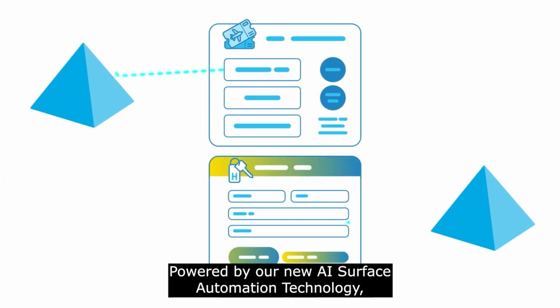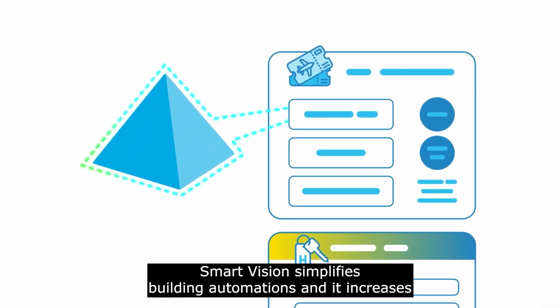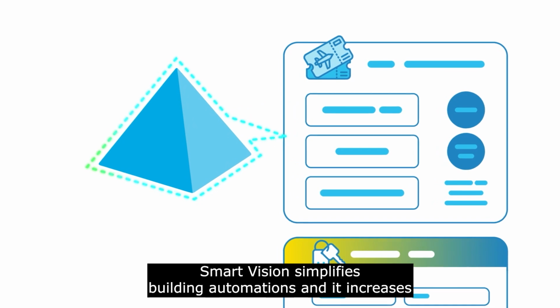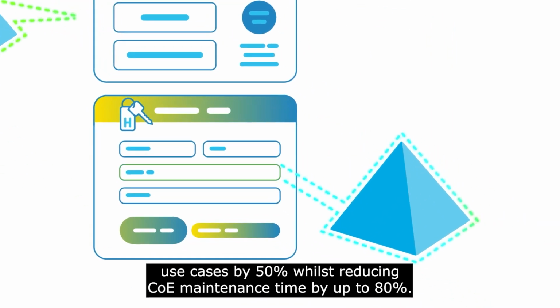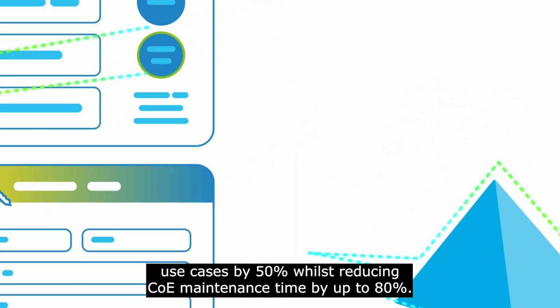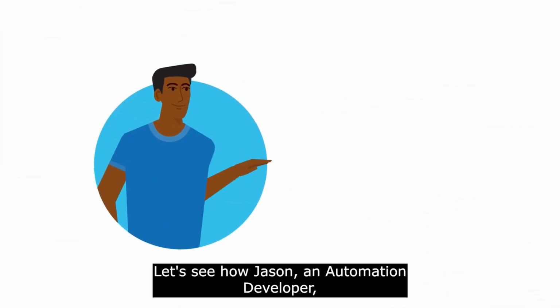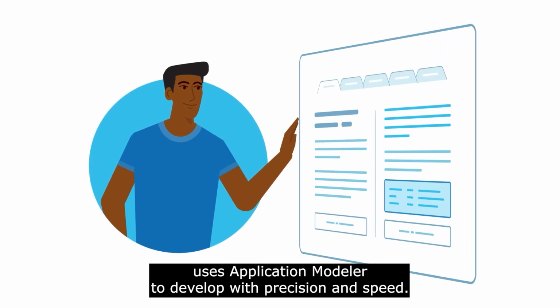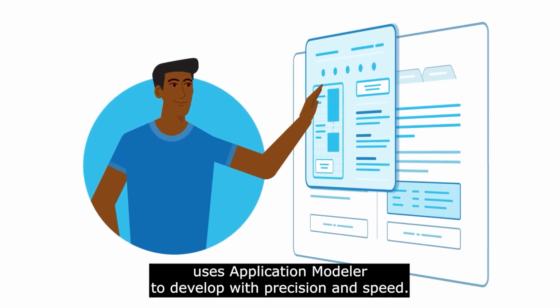Powered by our new AI surface automation technology, Smart Vision simplifies building automations, and it increases use cases by 50%, whilst reducing COE maintenance time by up to 80%. Let's see how Jason, an automation developer, uses Application Modeler to develop with precision and speed.